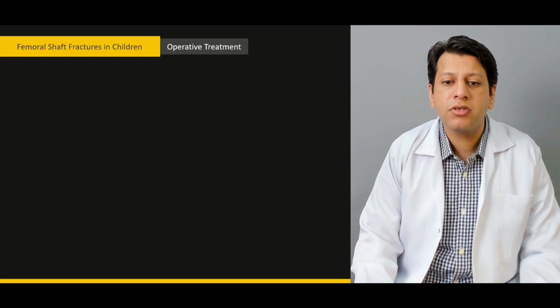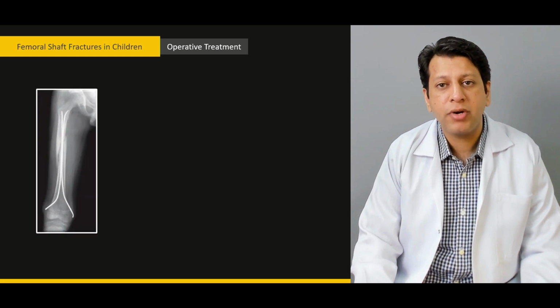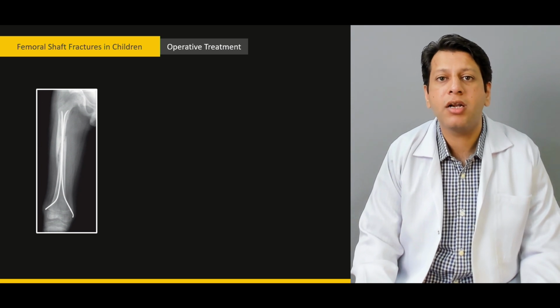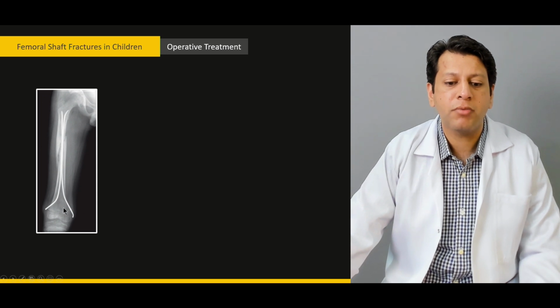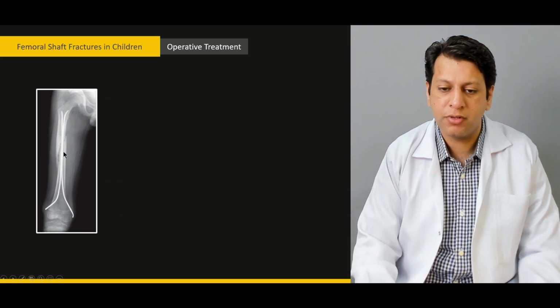Now coming to the femoral shaft fracture in children, what is the operative treatment? As I told you, the operative treatment mainstay is the flexible titanium nail or flexible intramedullary nail, in which the nail is passed in the distal femur in the metaphyseal region, bypassing the epiphysis, and is passed to hold it up here in this fashion so that it can hold the fracture up.